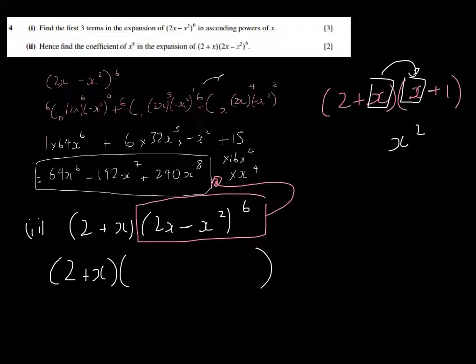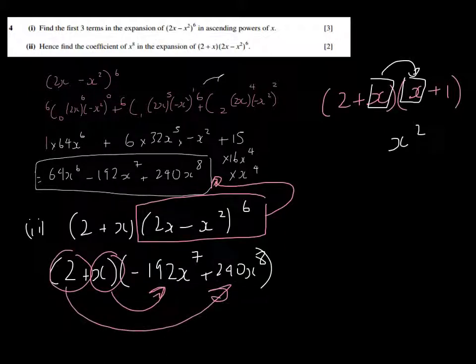So the only 2 things that's going to be is negative 192 x to the power of 7, and the 240x to the power of 8. And in fact, all we have to worry about is the x times that and the 2 times that, because that's the only ways we're going to get x to the power of 8. Okay, so x times minus 192x to the power of 7 is negative 192x to the power of 8. And 2 times 240x to the power of 8 is 480x to the power of 8.